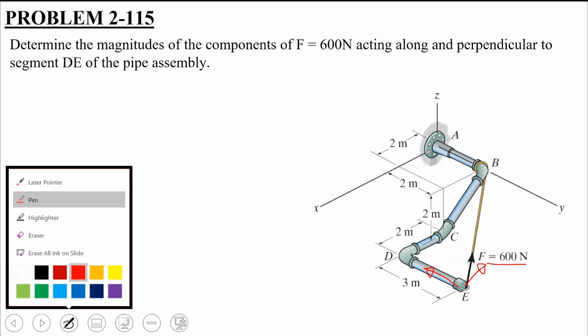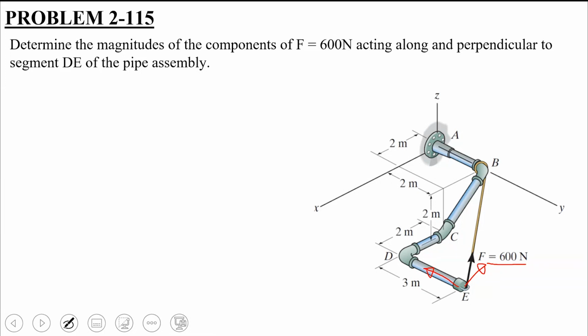So if somehow you can determine the angle theta which this force is making with the segment DE, then you will be able to find out the parallel and perpendicular components. But in order to find this angle theta, you would require any two vectors acting along line EB and ED. For that you need the coordinates of all these points.